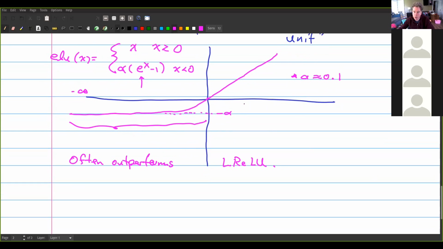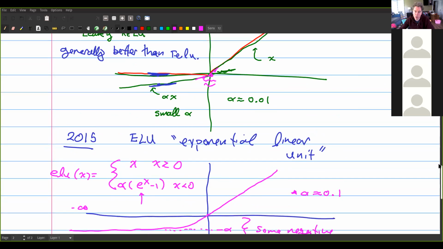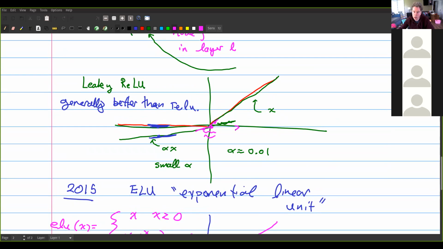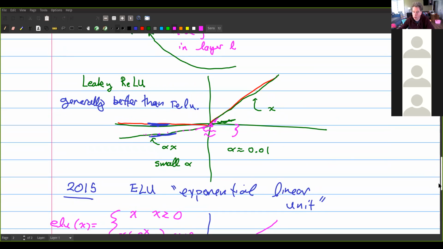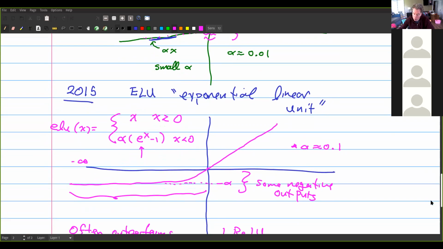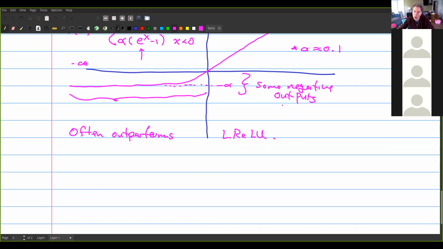It takes on some negative outputs. If you look at ReLU and, to a lesser extent, leaky ReLU, most of the outputs are positive. Leaky ReLU does have some negative outputs there, but ELU will have more. And so that helps the average output be closer to 0, which helps the vanishing gradient problem.